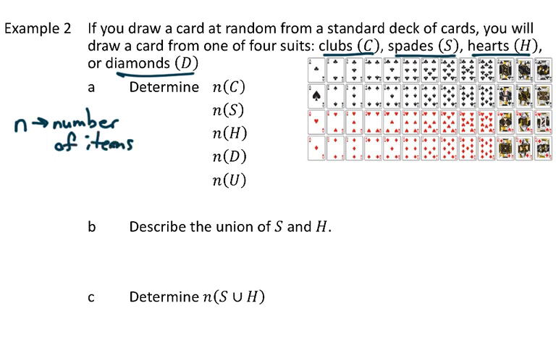So the number of clubs, there's 13 clubs in a deck. Number of spades, also 13. Hearts also have 13. Same with diamonds. And the number of items in the universe, that entire deck of cards would be 52.